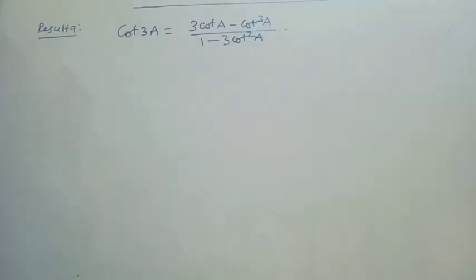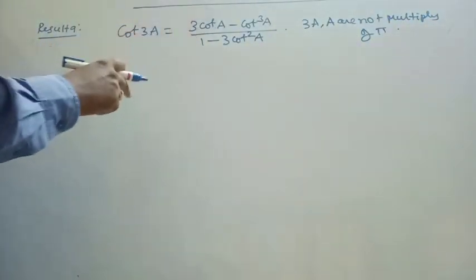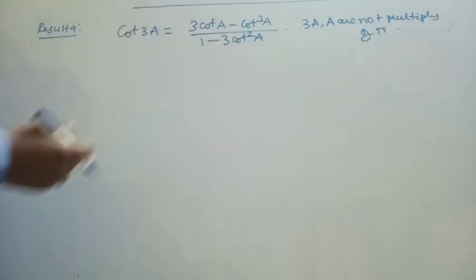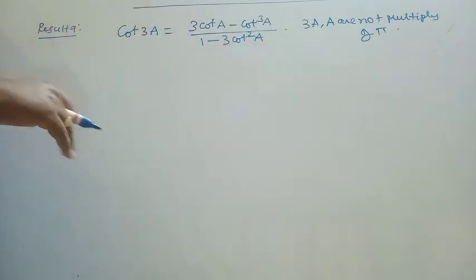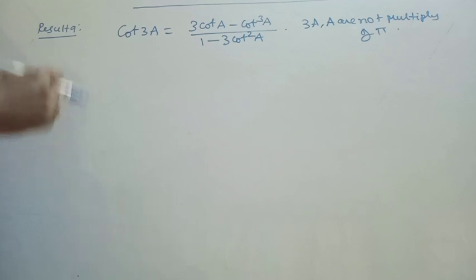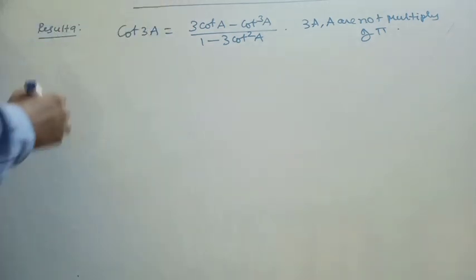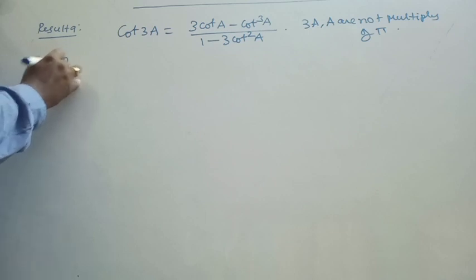Now my dear students, we have cot 3A equal to (3 cot A minus cot cube A) by (1 minus 3 cot square A). Here 3A and A are not multiples of pi, because if it is a multiple of pi, cot pi is not defined: sin pi by cos pi becomes cos by sine, that is 1 by 0, which is undefined. That's why they are not defined. See now how we are going to do the proof part of this.